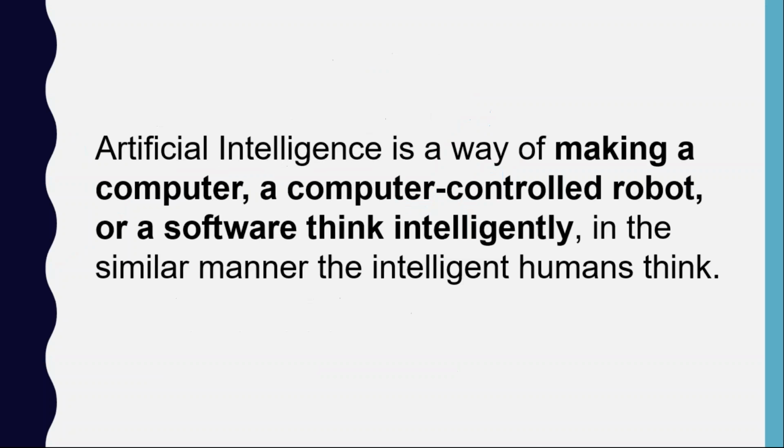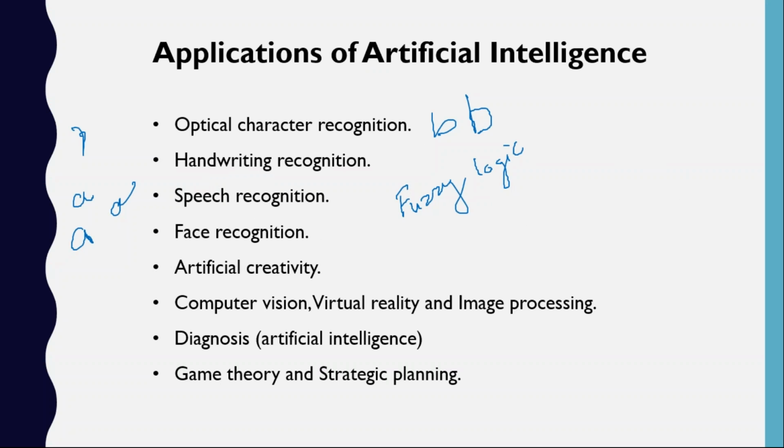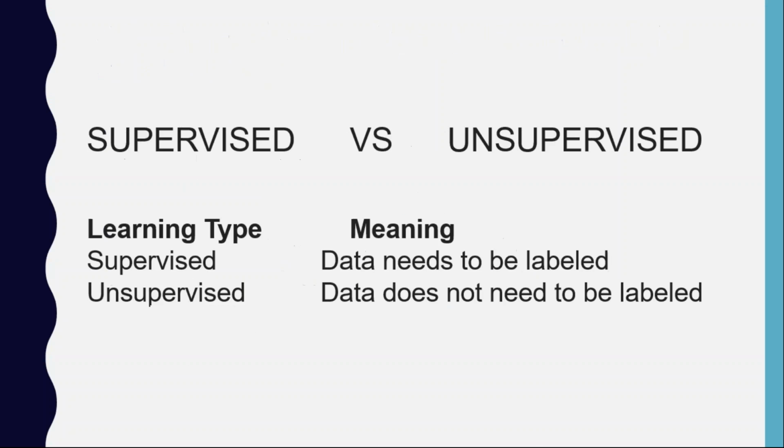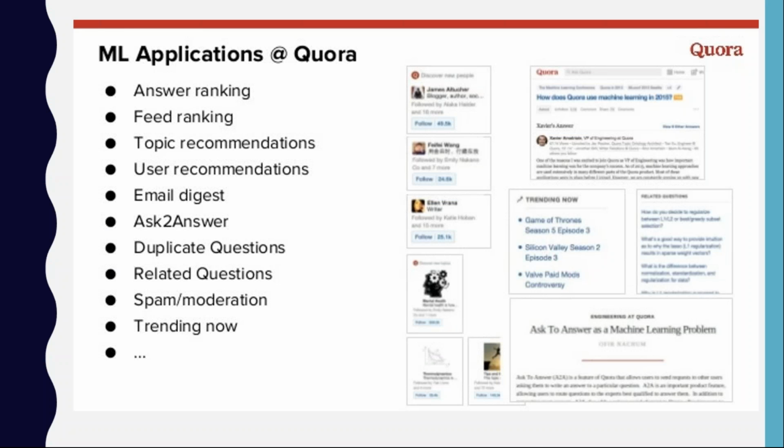In fact, Quora uses a lot of AI techniques, including optical character recognition, handwriting recognition, speech recognition, face recognition, and artificial creativity. So these are a couple of general purpose applications. If I talk about current industry and recent applications, these are applications that Quora uses.